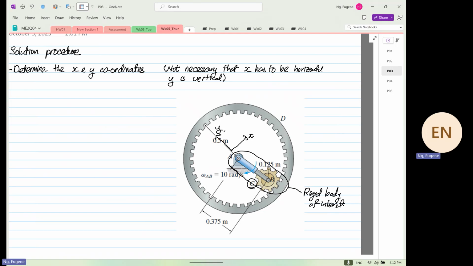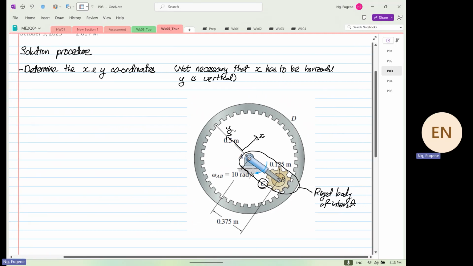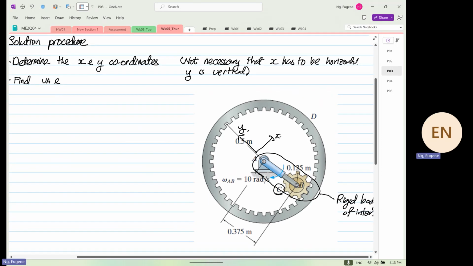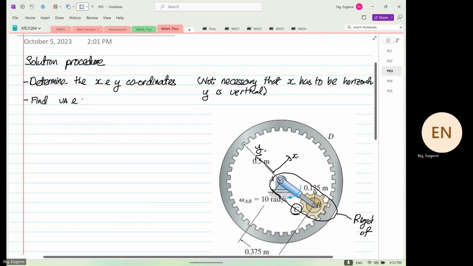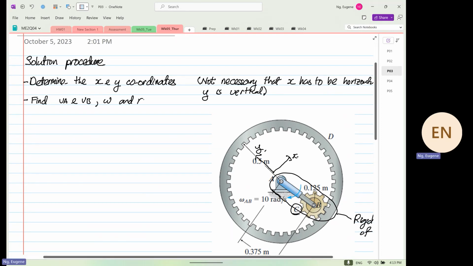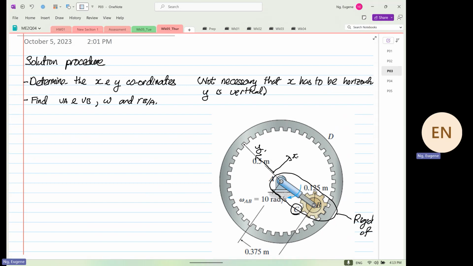Are we clear? So why that direction? You only need to deal with velocity in the x direction, and the location is just in the Y direction. Are we clear? So this will simplify your calculation a lot. The next thing after that, we have to determine VA and VB, omega, and RB relative to point A.